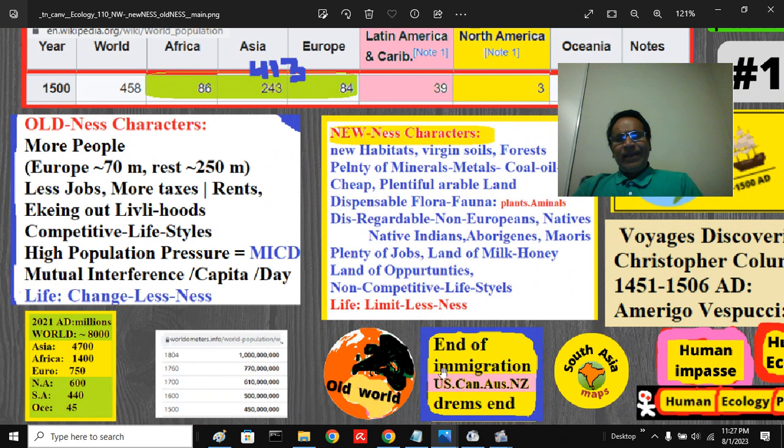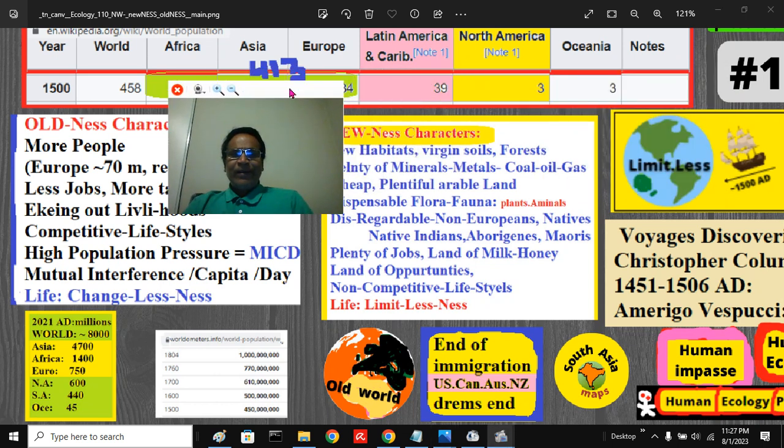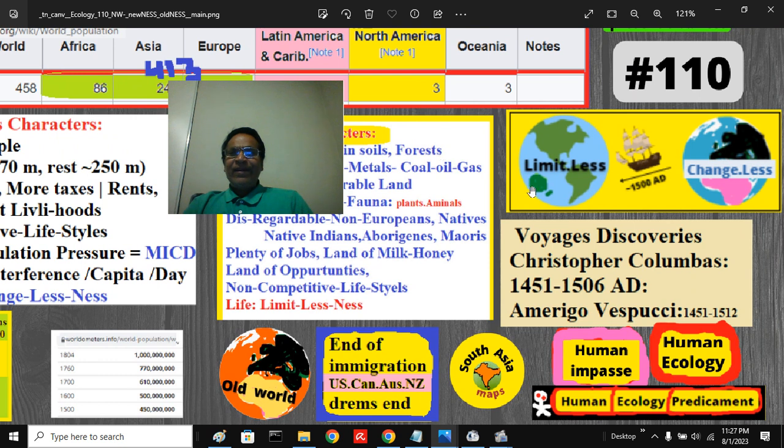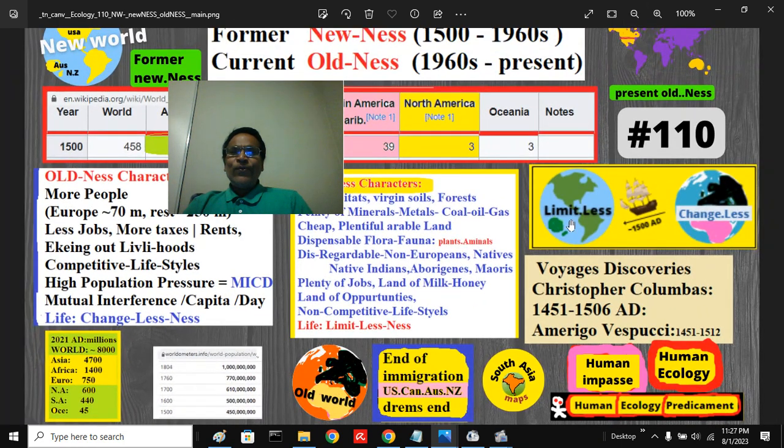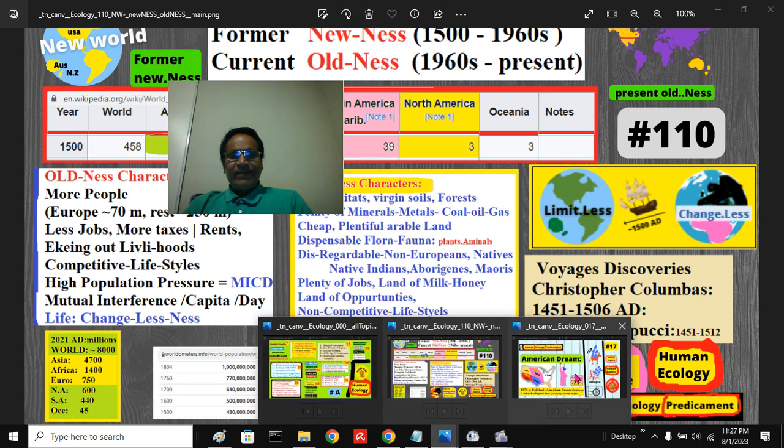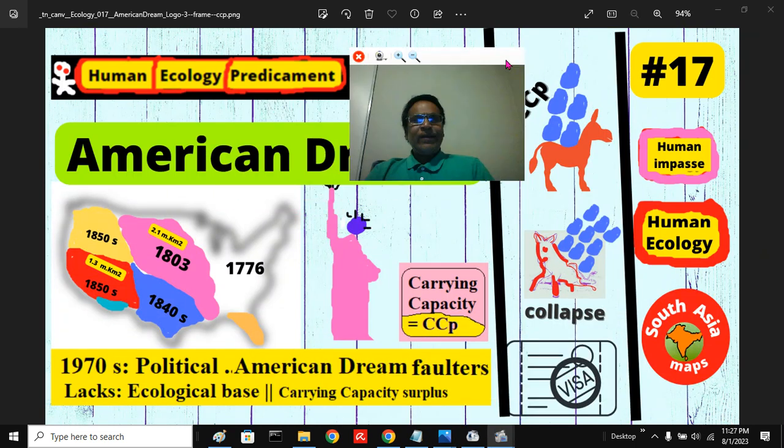Essentially, immigration ended after post-World War II. Immigration to the United States, Canada, Australia, all these Canadian, Australian, New Zealand dreams practically ended. This icon shows Voyages and Discoveries 1500, old world here, changeless, new world here, limitless. Voyages, Discoveries, Christopher Columbus, 1451, passed away 1506, Amerigo Vespucci and so on. Human Impasse, Human Ecology series. So you can see this, I have one more video, 15, you can look in the series.